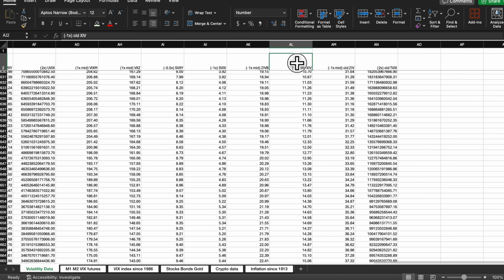And then just for fun, I do also have the old XIV, the ZIV, and the old TVIX. XIV was terminated in Volpocalypse in February 2018, and ZIV and TVIX were delisted in July 2020. But just for fun, you've got these values as well.